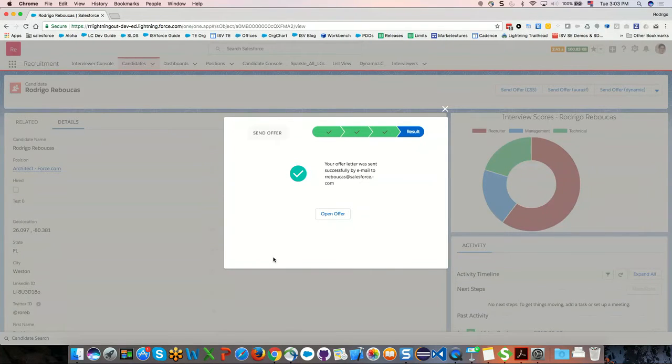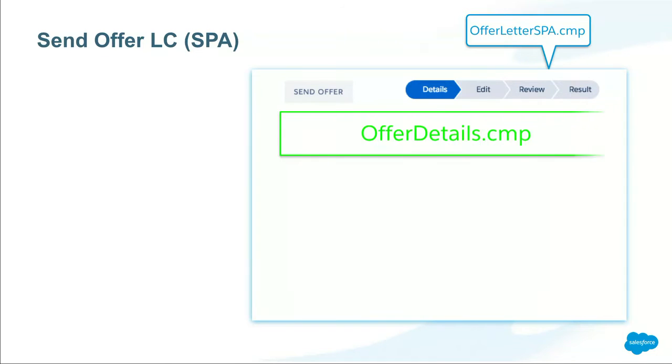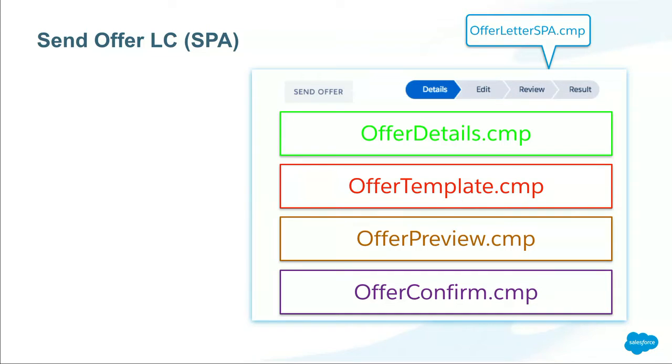Let's go back to our deck, because I want to show you a little bit of the architecture. Our Send Offer Lightning component has a parent Lightning component, which is what you see here on the screen. It's called offerletterspa.cmp. As you can see, this parent holds the progress bar, and it holds that Send Offer label. Inside our parent, we basically make visible on each stage of our SPA these four different child Lightning components: offer details, offer template, offer preview, and offer confirm.